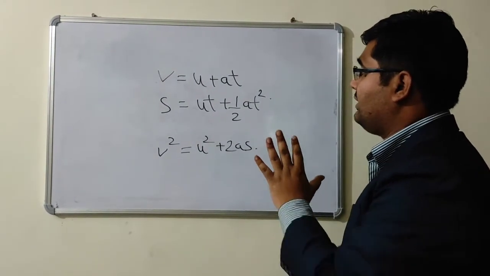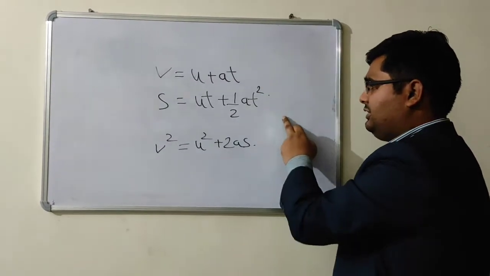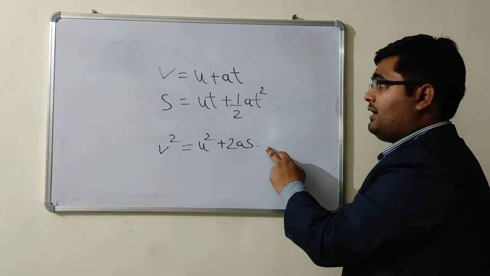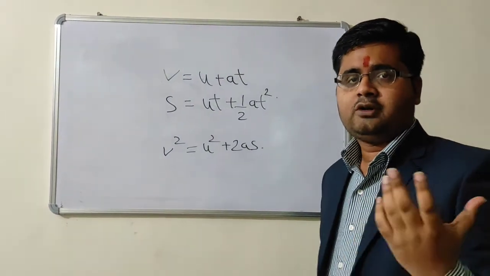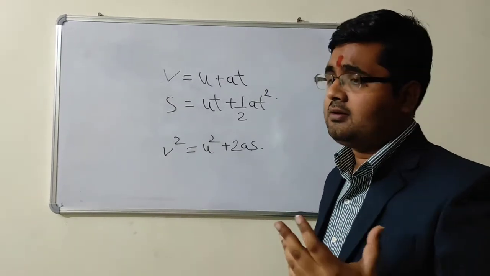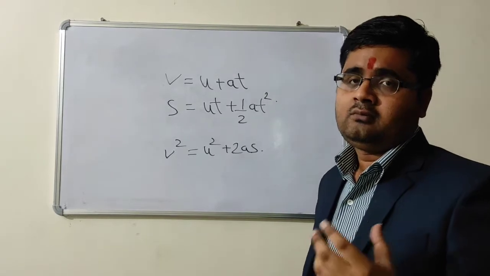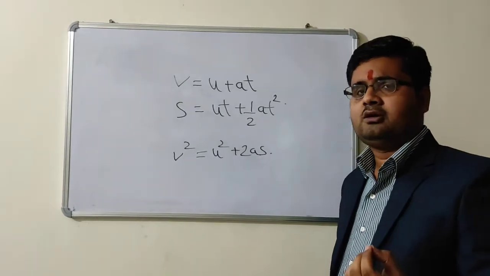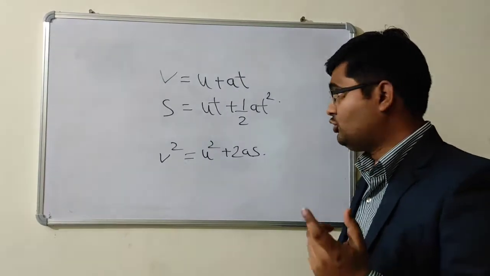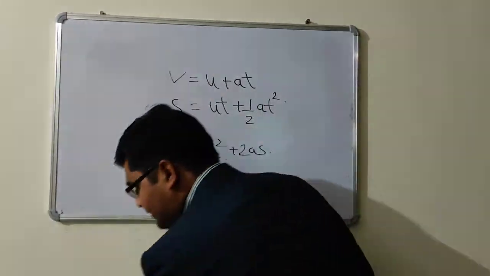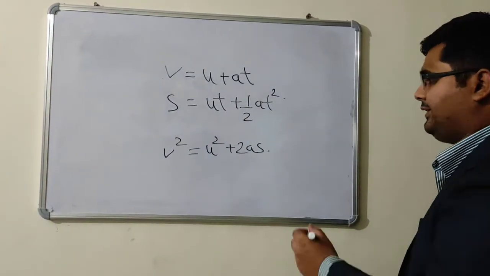So acceleration, time, you all have to take out by using these three expressions. Now you should know what displacement is also, because students will confuse distance and displacement. Displacement is also a distance, but the shortest distance between two points is known as displacement.